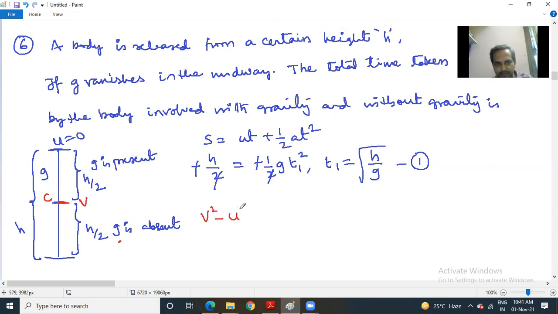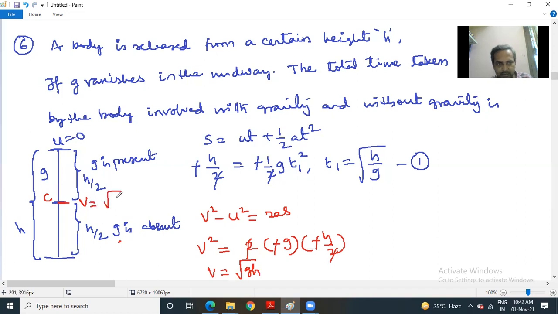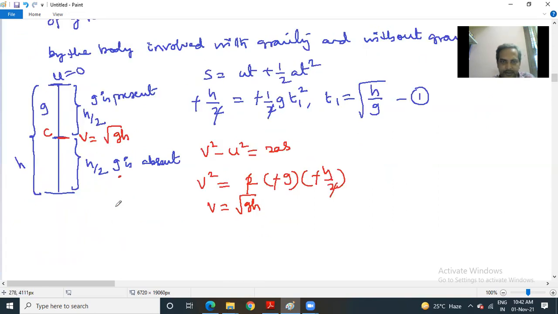Make use of v square minus u square equal to 2as. So u is 0, v square is equal to, moving down, it is minus g, moving down means it is minus h/2. So minus will become plus, and the 2s cancel. So v equals root over gh. This is the velocity it is going to acquire on reaching point C.